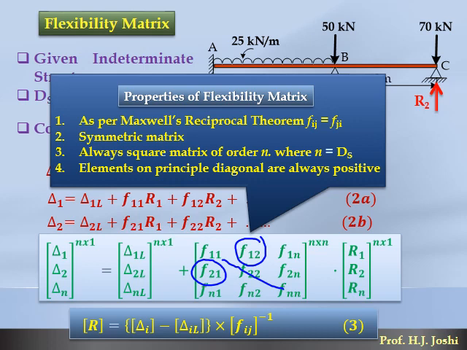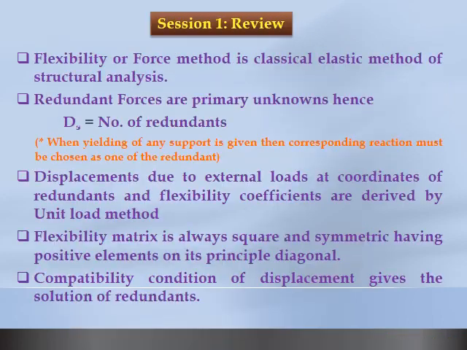So we have to define either the upper triangle or the lower triangle. We need not find all the elements. The third property is that it is always a square matrix of order n, where the value of n is nothing but the number of unknowns, which is given by the degree of static indeterminacy, and elements on the principal diagonal are always positive. So here we are completing our session 1, which has some review points I want to consider.